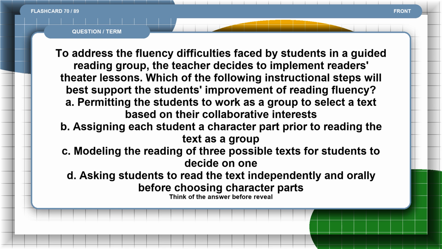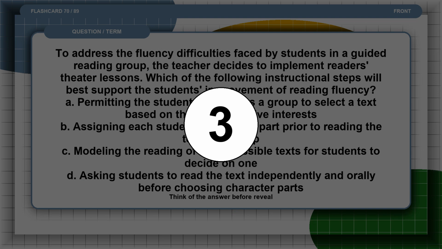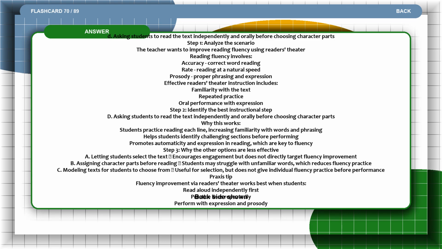Pause and think of the answer before the reveal. The answer is D. Asking students to read the text independently and orally before choosing character parts. Step 1. Analyze the scenario. The teacher wants to improve reading fluency using reader's theater. Reading fluency involves accuracy, correct word reading rate, reading at a natural speed, prosody, proper phrasing, and expression. Effective reader's theater instruction includes familiarity with the text, repeated practice, and oral performance with expression.